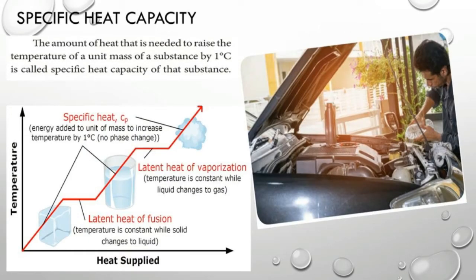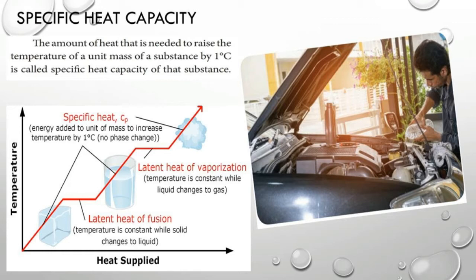Next, specific heat capacity of water. The amount of heat that is needed to raise the temperature of a unit mass of a substance by 1 degree Celsius is called specific heat capacity of that substance. The specific heat capacity of water is very high. 1 gram of water requires 1 calorie of heat to raise its temperature by 1 degree Celsius.